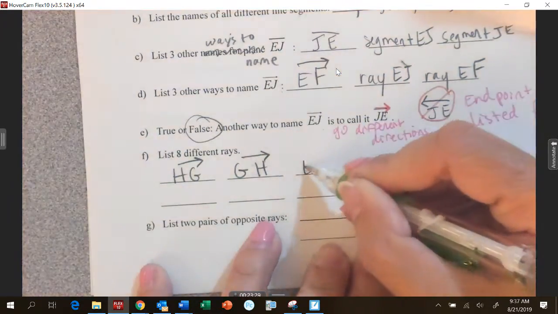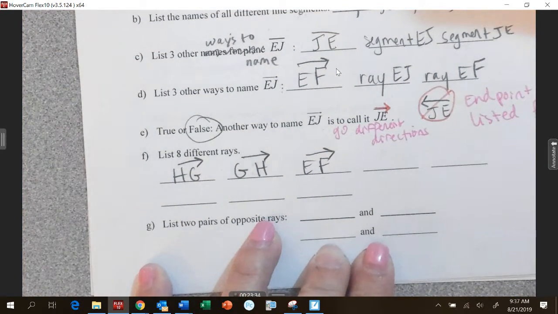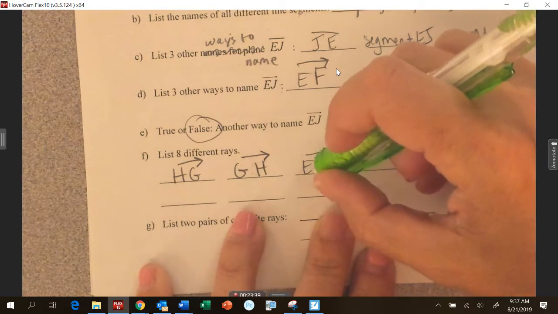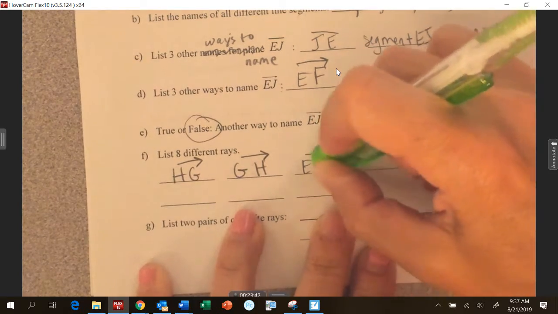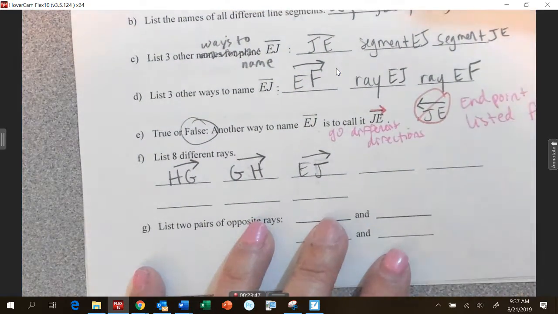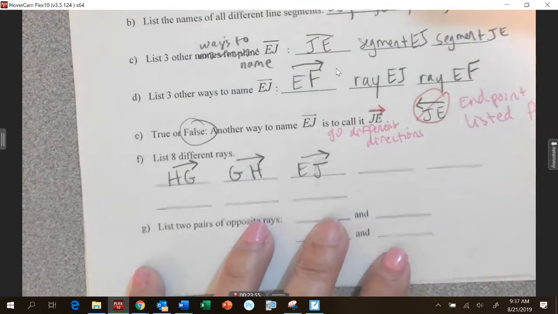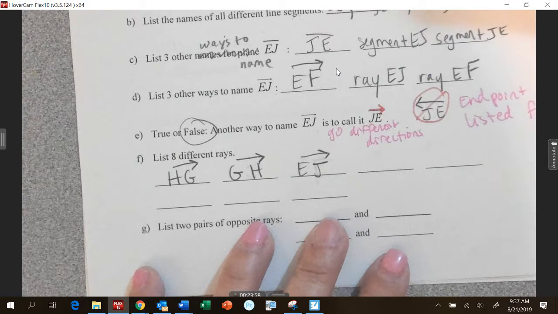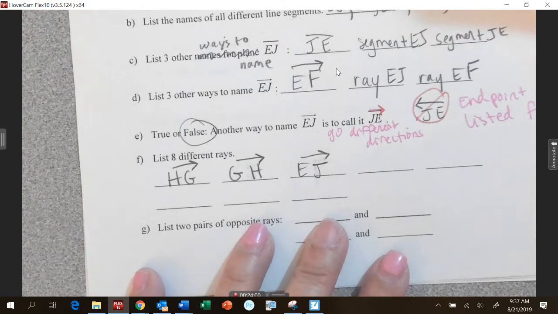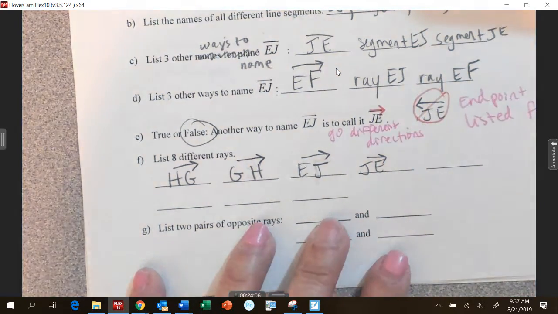Let's see, we already said EF. Is there any others we already said? Oh no, we already said EJ. What else we got? Help me out. Yell out an answer. Let's do this. Are you okay? Yeah. Okay, you're going to tell me if you're not okay. Aaliyah, give me an answer. A little bit louder, could you? J-E, is that what you said? Yeah, J-E is one. What else, guys?